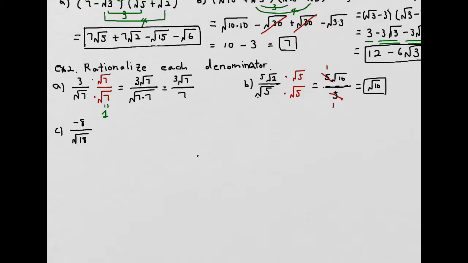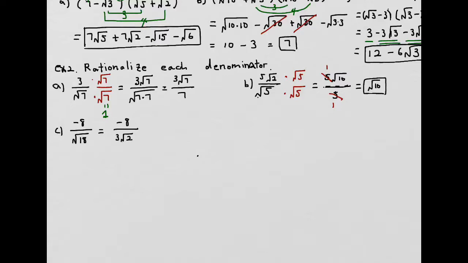What about C? So first thing I would like to do, like this radical square root of 18, you should be able to simplify, right? So whenever you see a radical, simplify first. Examples A and B, I wasn't able to simplify. That's why I didn't go through that step first. Square root of 7, I cannot simplify. Square root of 5, I cannot simplify. But I know that I can simplify square root of 18. Square root of 18 is 3 square root of 2.